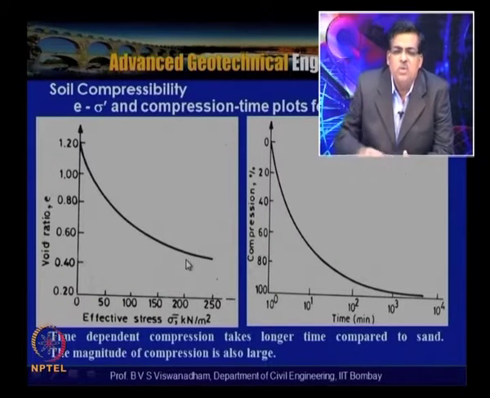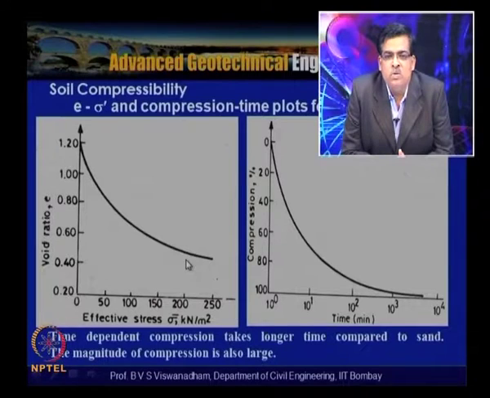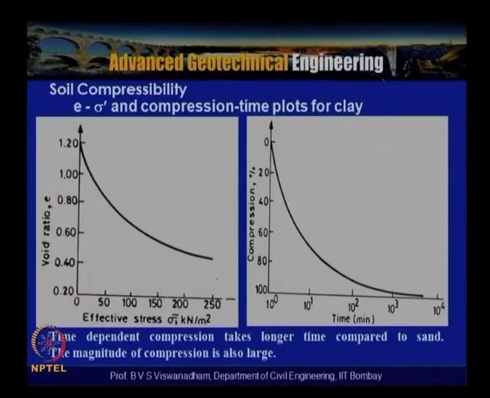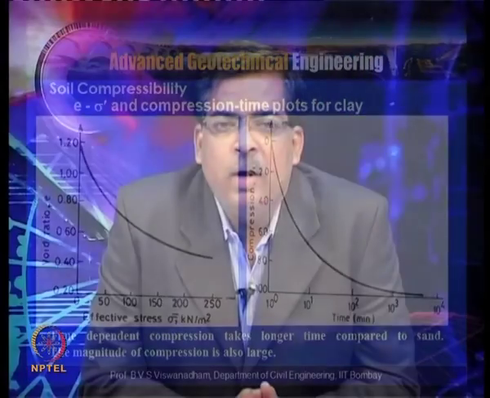So these are shown as an example of how the e versus sigma dash and compression time plots will be for clay. Time dependent compression takes longer time compared to sand, and the magnitude of compression is also large for clays. So we need to understand that the magnitude of compression is large and it also takes place over a long period of time.